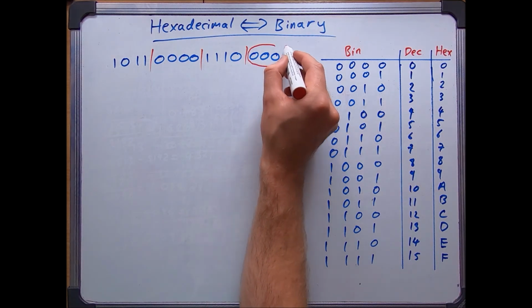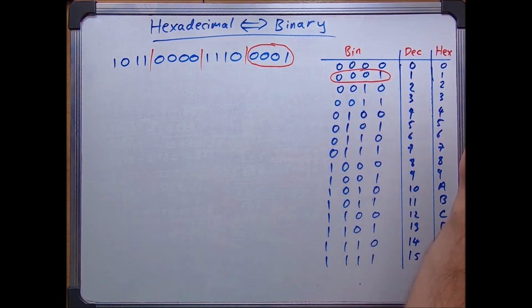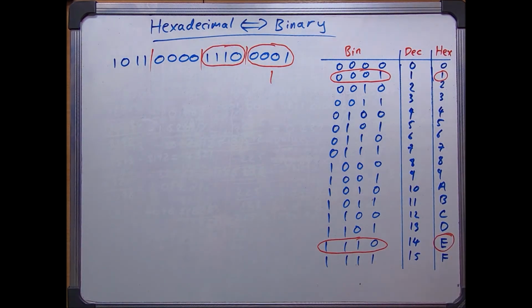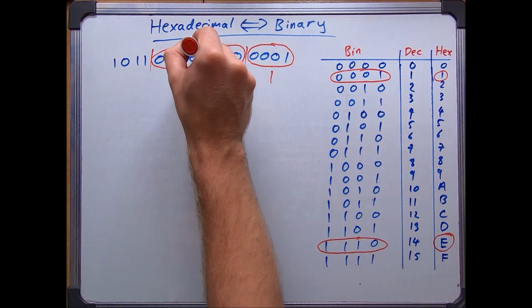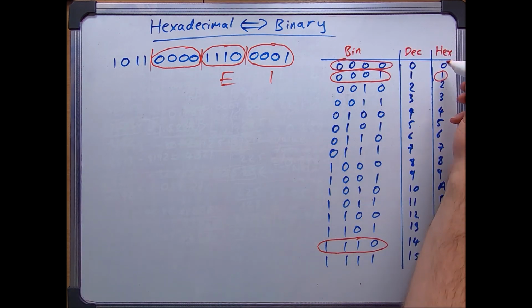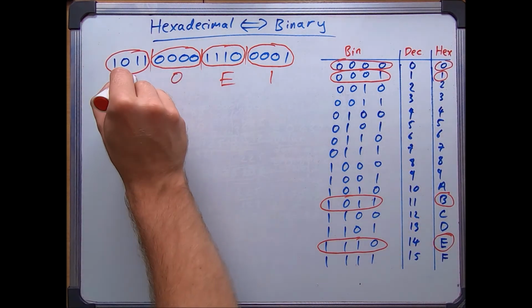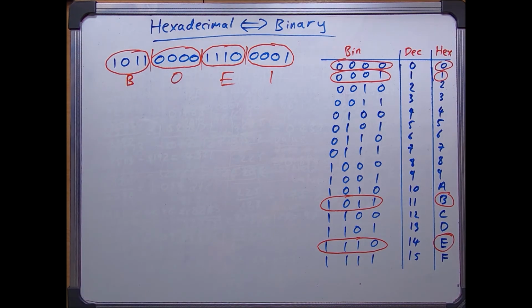Starting at the least significant bit, the first block is 0001, which is 1. The second block is 1110, which is E. The third block is 0000, which is 0. And the last block is 1011, which is B. So the hexadecimal value is B0E1.